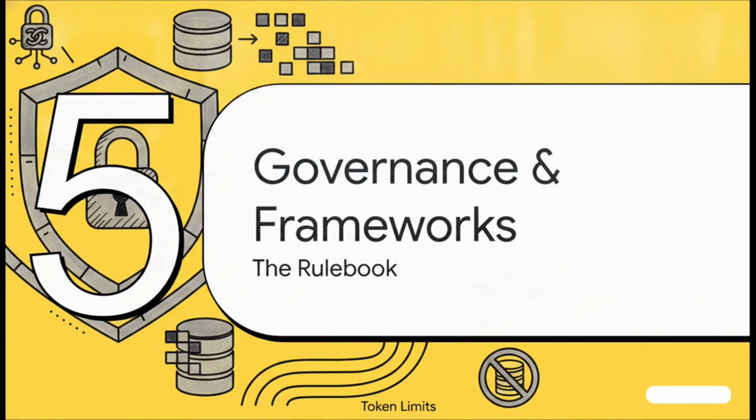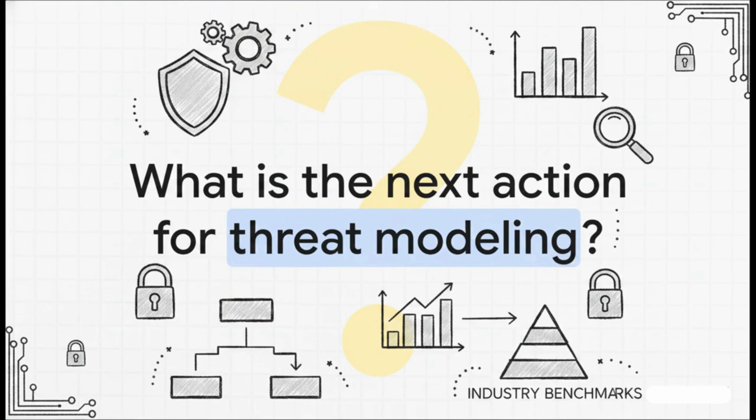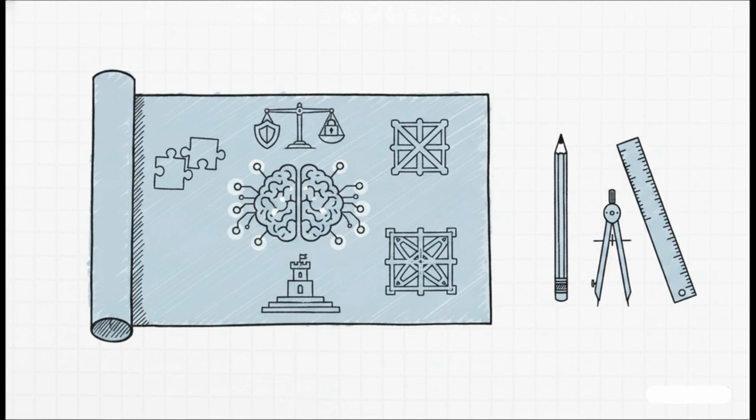Finally, Section 5, Implementing Governance and Frameworks, the Rulebook. When you're a security architect building a threat model from scratch for a brand new AI system, you really shouldn't be flying blind or just guessing. The best next step? Analyze established industry benchmarks. You want to clearly understand the exact tactics, techniques, and procedures that real adversaries are using right now. Specifically, you want to look at things like the MITRE ATLAS framework. That's the adversarial threat landscape for AI systems, and it's purpose-built for this exact job.